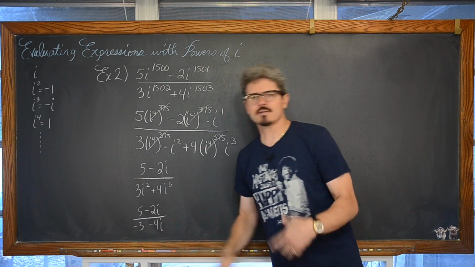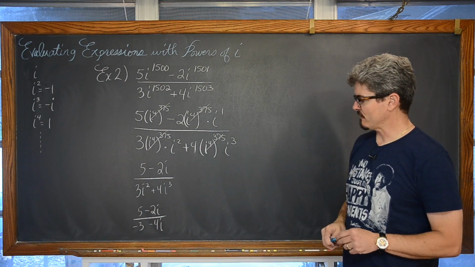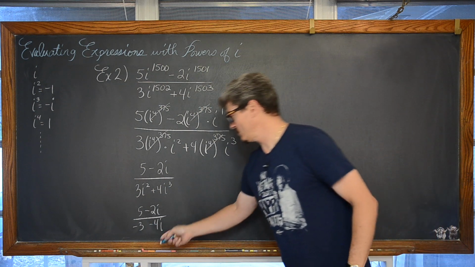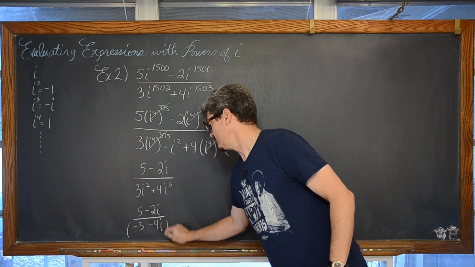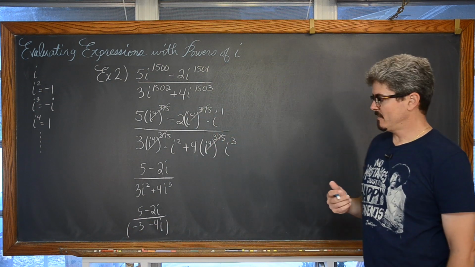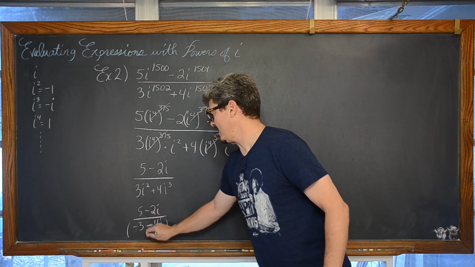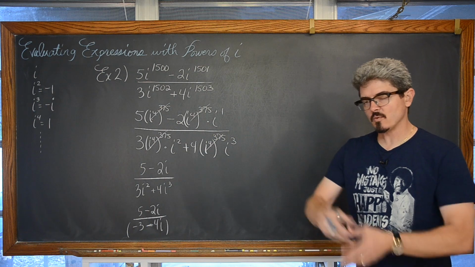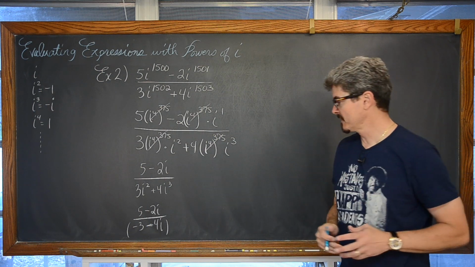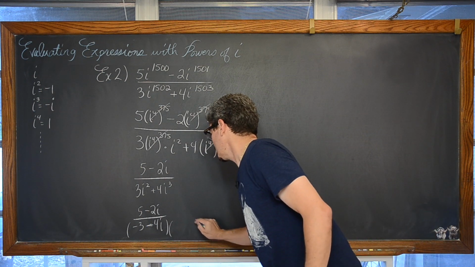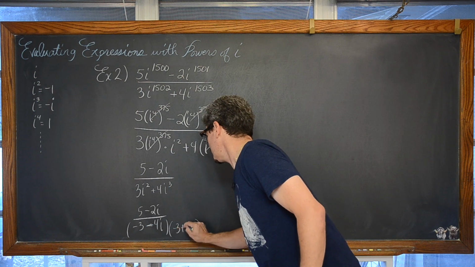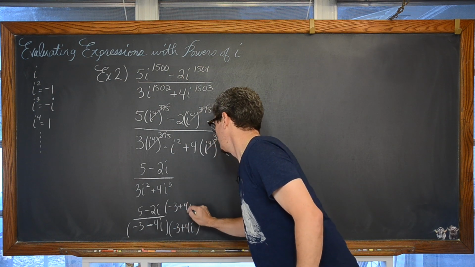Basically, we have a complex number in the denominator of our fraction here, so we're going to rationalize, if you will. We're going to get this i, this imaginary part, out of the denominator so we can write this one fraction as a proper complex number with a real part and an imaginary part. We're going to multiply the numerator and denominator by negative 3 plus 4i.